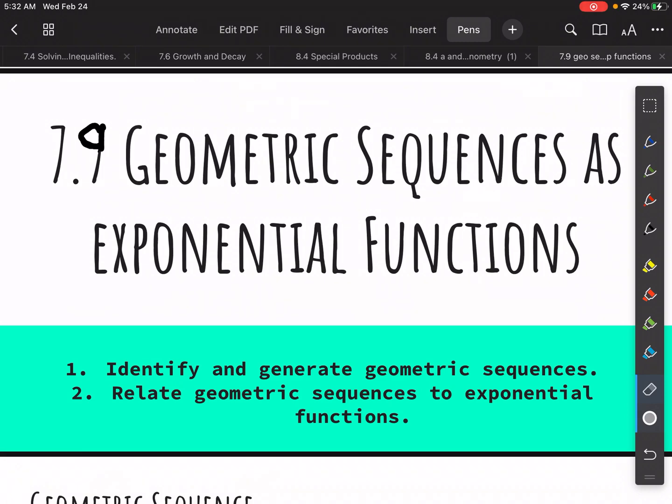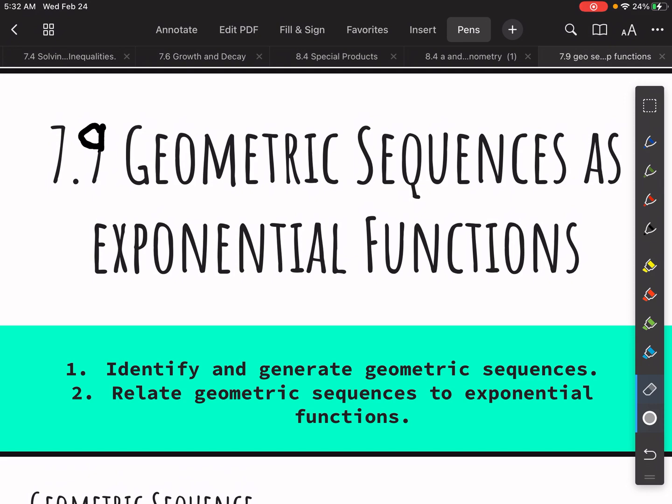Alright guys, welcome to 7.9. So we've been dealing in this chapter with exponentials, radicals, exponentials. Now we're going to deal with patterns. So we're going to look at some sequences as it relates to these exponentials.